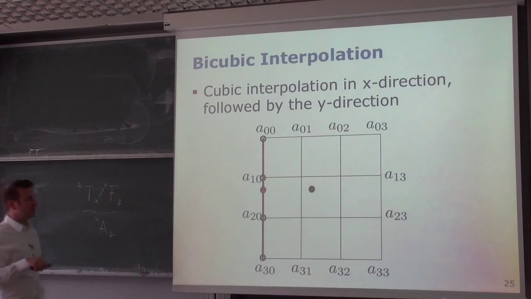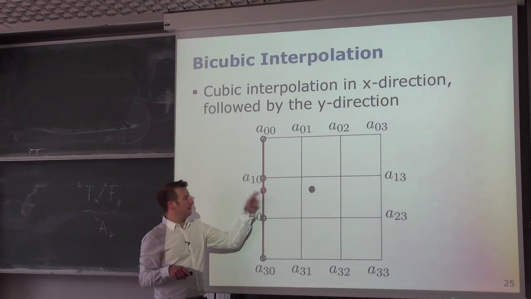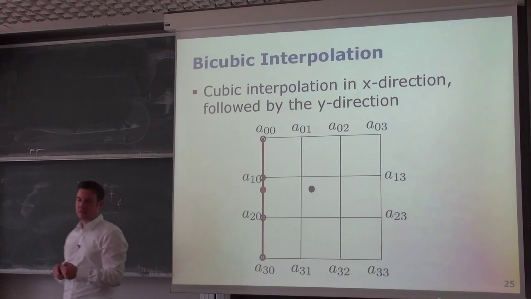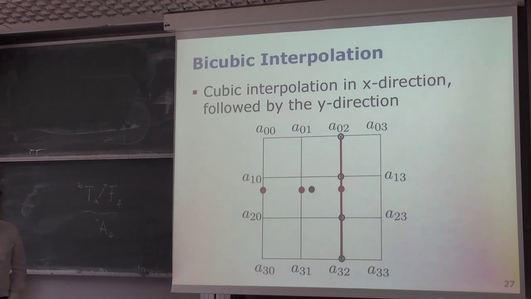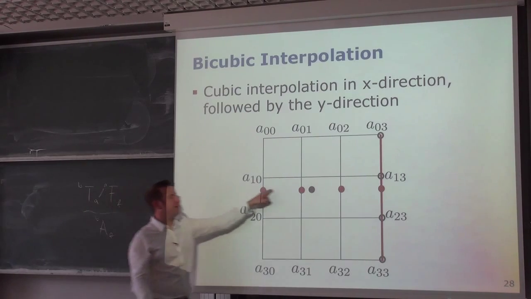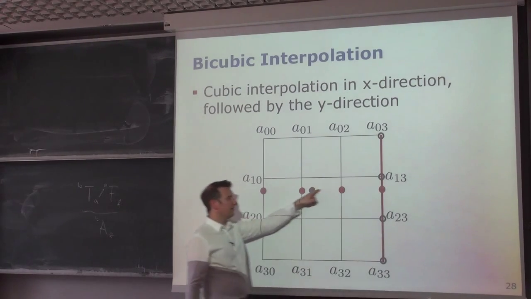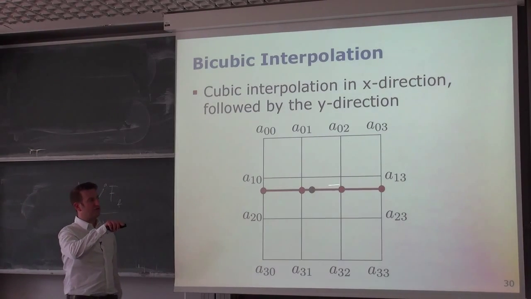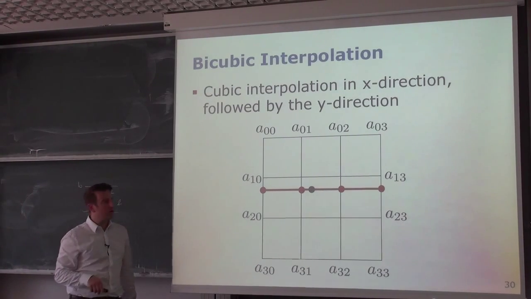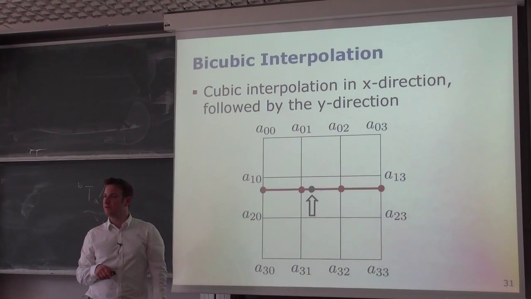So I compute this kind of temporary value that I want to compute. Then do the same in here. I compute this value and I store it. And I go here, compute this value and store it. I go here, compute this value and store it. Now I have my four values along the correct row that I have here. And then I do the interpolation step in here and compute exactly this value over here.